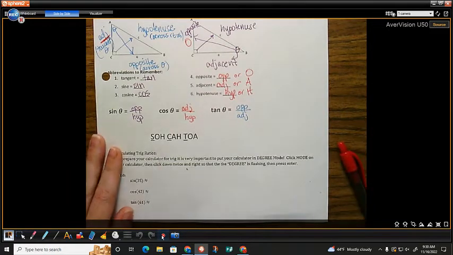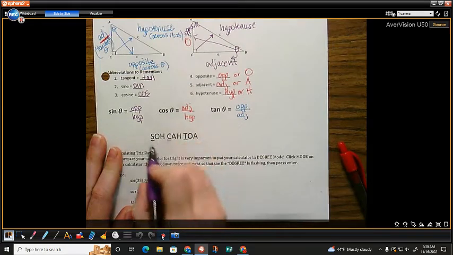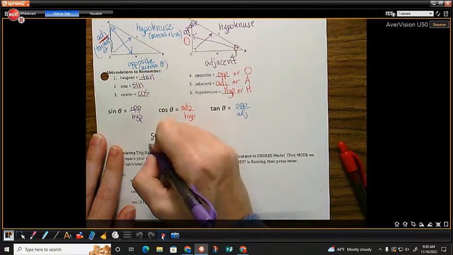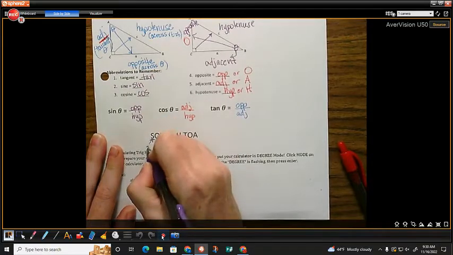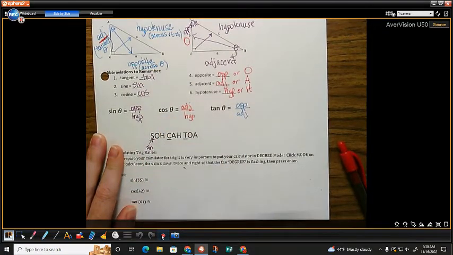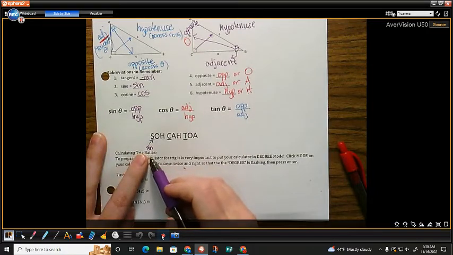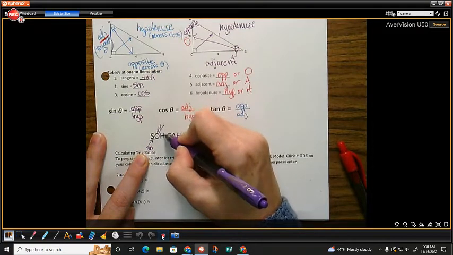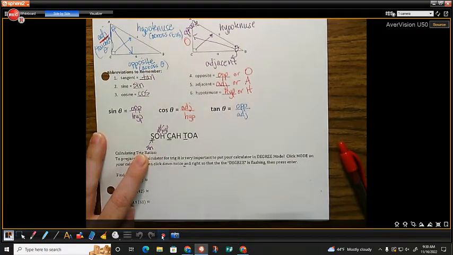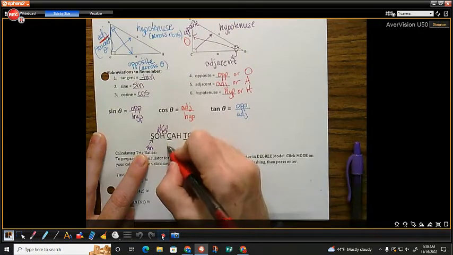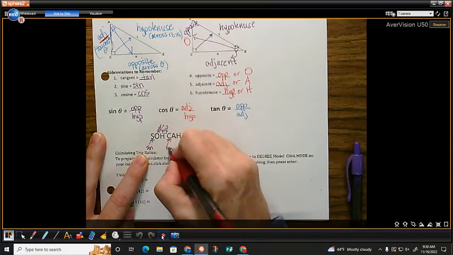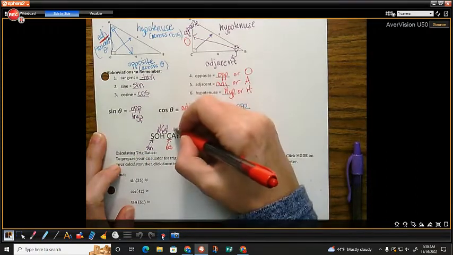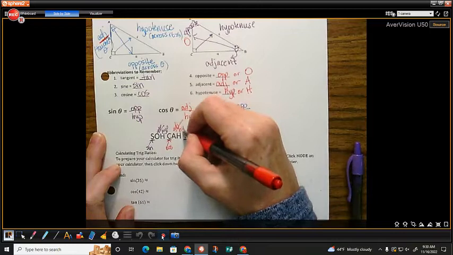But look, how does this help you remember? Well, what does the S remind you of? Sine. And what two things go into my sine? The opposite over the hypotenuse. And what's the C for? Cosine. And what two things go into that ratio? Adjacent over hypotenuse.